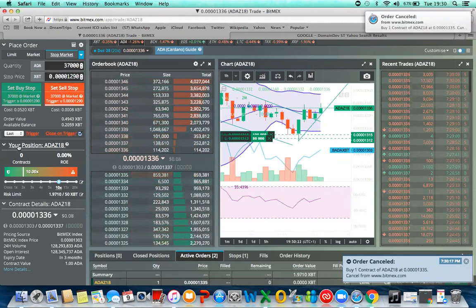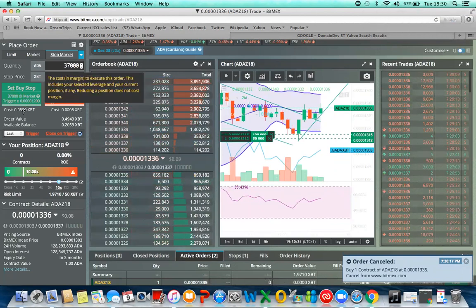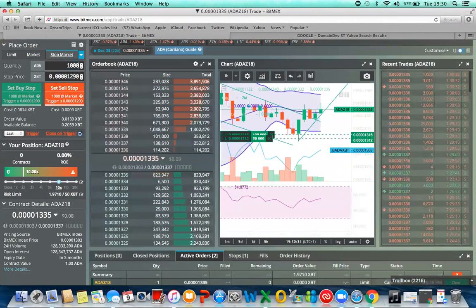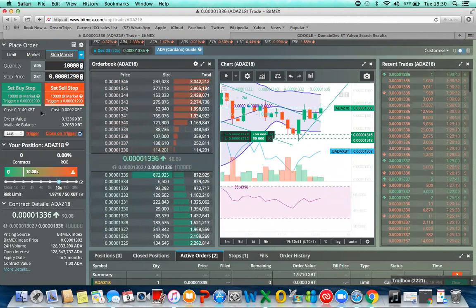The fourth thing, which we have already covered, is where you can see the cost, because a lot of people were asking, how do I know how much I'm putting in each trade? This is where you can adjust it. You can go into quantity. I always like to do 1,000, and then I can see the cost is 0.0014. If I do 10,000, it's going to be 0.014. If I do 100,000, it's going to be 0.14.